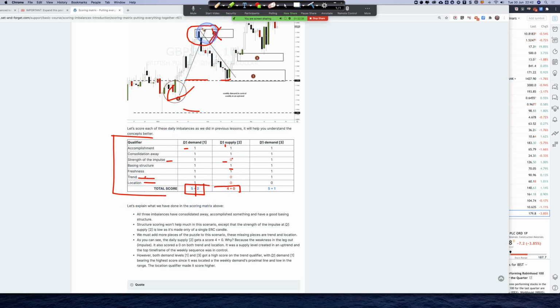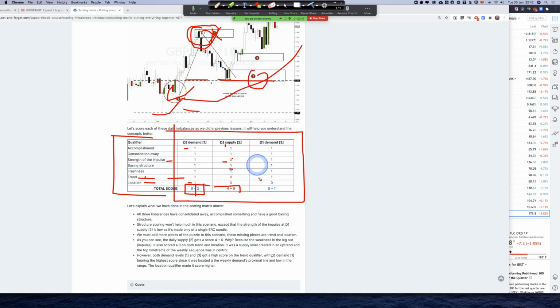Location, it's not nested within a bigger time frame, but 1 is nested at the proximal line, so it gets a 1 in location and it gets a 1 in the trend. Why? Because the weekly is in an uptrend. So by having this kind of matrix, you will be able to say, okay, I am interested in going long on demand 1 and demand 3, but not sure about supply 2. Demand 1, why? Because it is nested at the proximal line of the weekly area of demand.